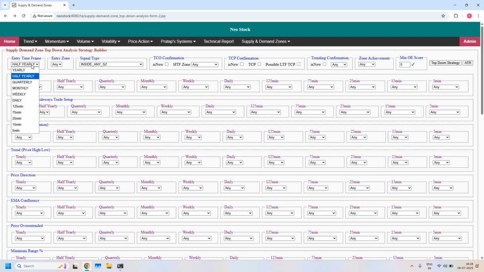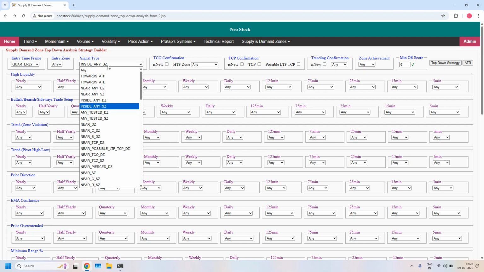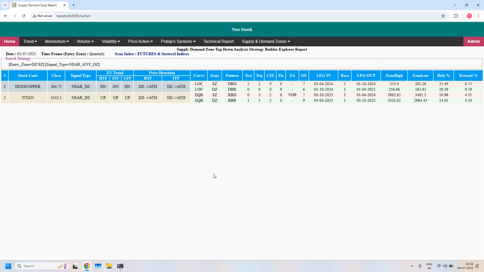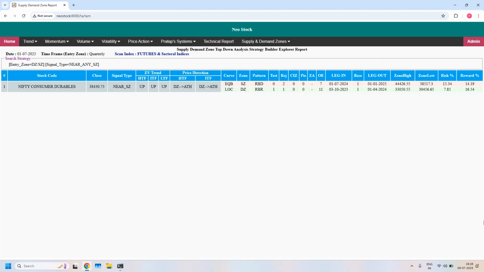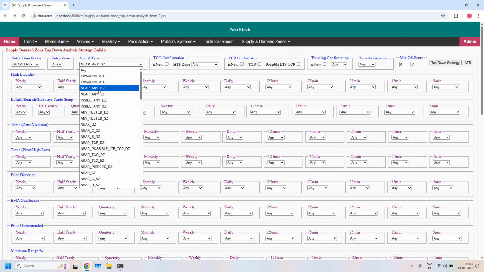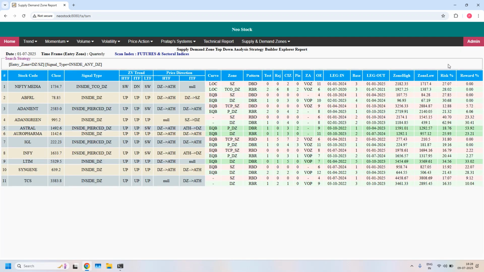Next time frame is quarterly, stocks near to the quarterly demand zone, we got 2 stocks. Next, stocks near to the quarterly supply zone, we got 1 stock. Next, price closed inside the quarterly demand zone, we got 11 stocks.